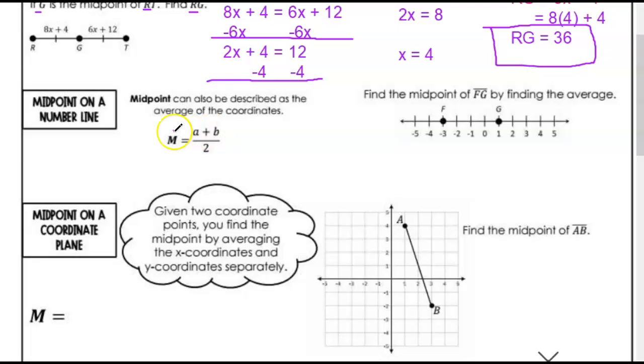All right, next one. Midpoint on a number line. You know what this means? You learned it in kindergarten. Okay, what's the midpoint of FG here on the number line? What's the middle? Okay. So when it's a number line, it's easy to see it, right?